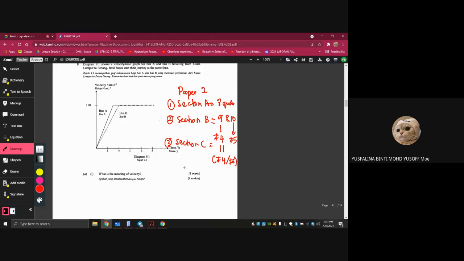But starting from KSSM, you are not allowed to choose. For section C, there's only one question you have to answer. For section B and section C, you must answer in the test pack. You cannot answer in the question paper, because later in the exam, for questions number 9, 10 and 11, they will give the question paper back so you can bring it home. That's why you have to answer in the test pack. Make sure all the answers you put in the test pack.